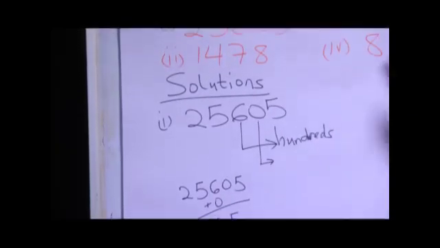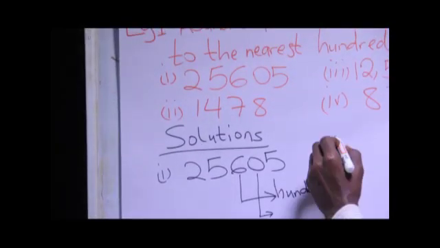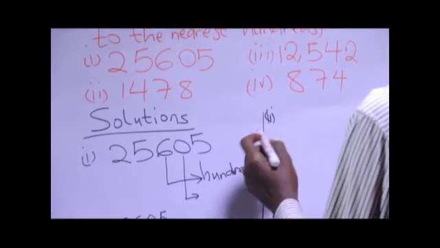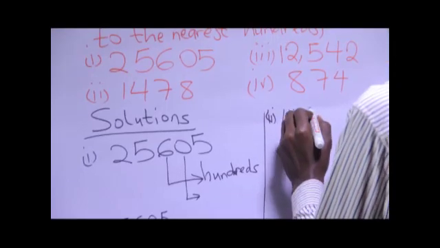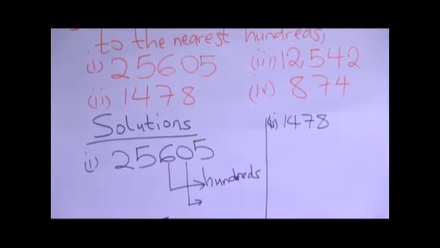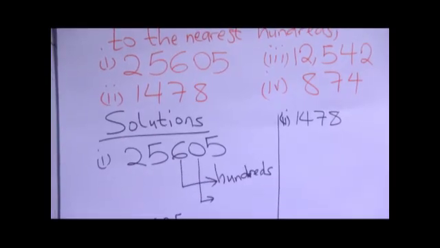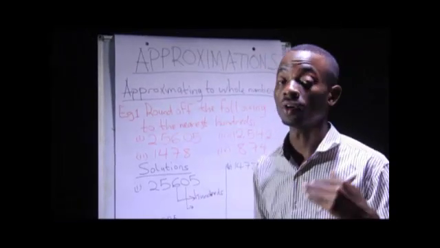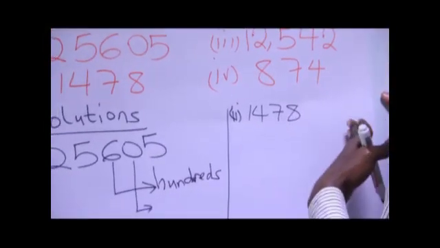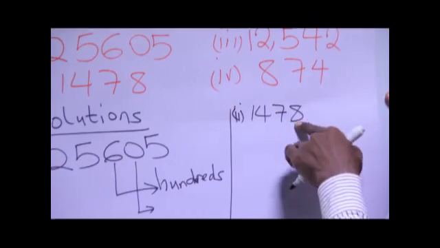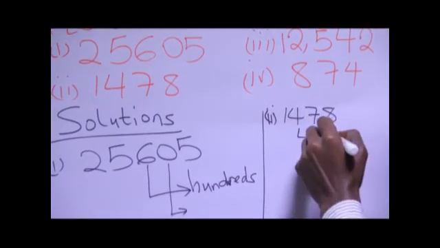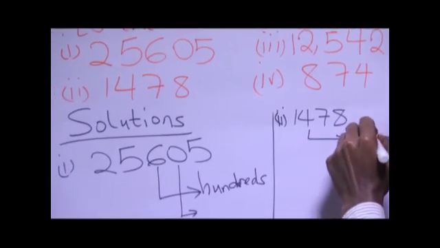We can look at the second question. Maybe it will help us to understand deeper. We have 1,478. So we do like what we did here. Number 1, you locate the number which is in the place value of hundreds. So I'm going to start from the right, going towards the left. Of course, the last one here is ones, tens, and then hundreds. So meaning 4 is in the place value of hundreds.